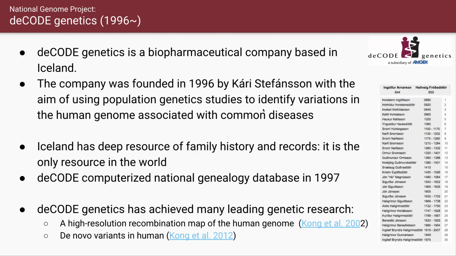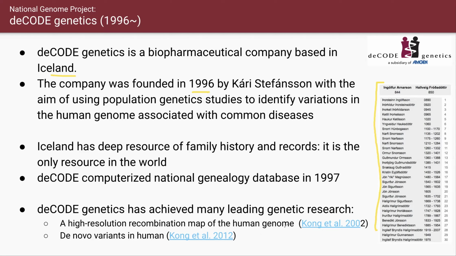Okay, and a few projects we can think of. The first one is the deCODE project. This is from Iceland in 1996 by Kari Stefansson. And Iceland is an interesting place because they kept all the family history since they migrated to the Icelandic territory. And using this genealogy, the family information, they could develop some genetic studies very early on. So in 2002, they first proposed the recombination map of the human genome.